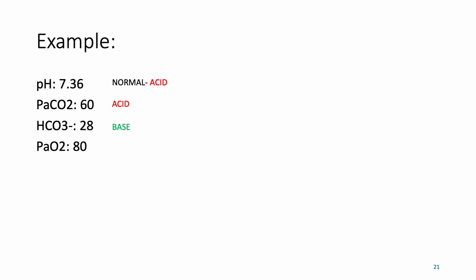So what's my main problem? Look at the pH. Well, it's normal, but it is slightly acidic. So I either just have a normal ABG or I'm in some kind of acidosis. If I have any other abnormal values, though, I know it's not a normal ABG. So looking down, I can see now I have something acidosis.